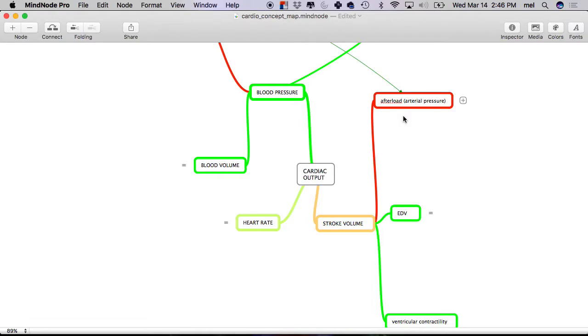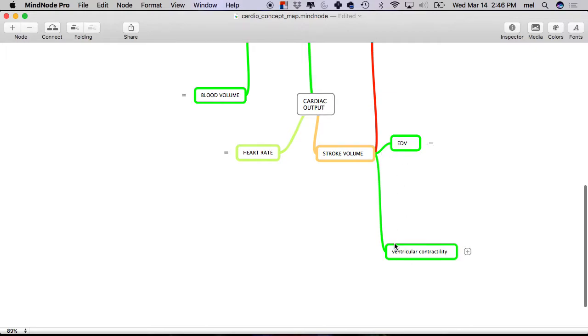As afterload increases, what happens to stroke volume? It decreases. Do you see that that's red? Yes. That's saying it's it. Yes. That says as afterload increases, stroke volume decreases. That's the relationship. Does that make sense to you? Okay. Yeah, it's an inverse correlation. Yes? Got it? Okay. So now what we have to do is there are 2 other factors that determine stroke volume.